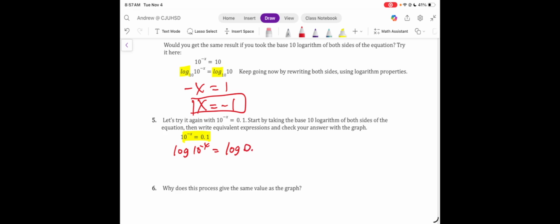Let's see, we'll write it like they did, 0.1. So this is negative x over here, and this is negative 1. Nope. Let's try that again. The log of 0.1. Yeah, that's right. It's negative 1. So positive x is positive 1.